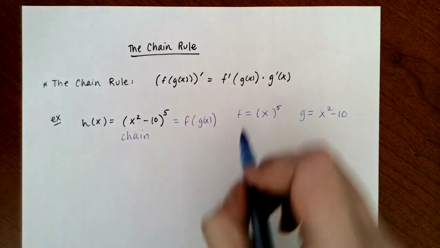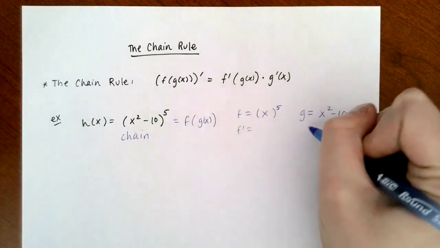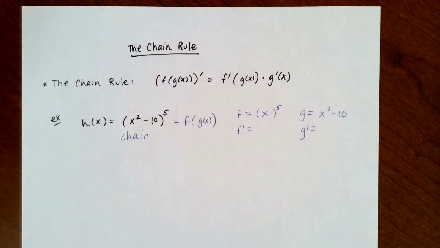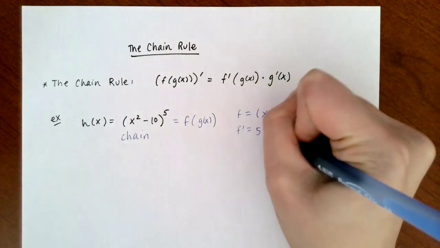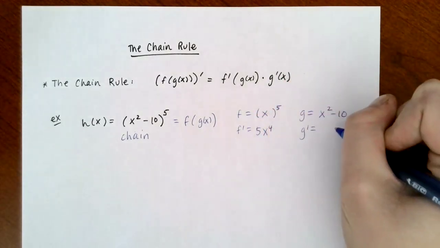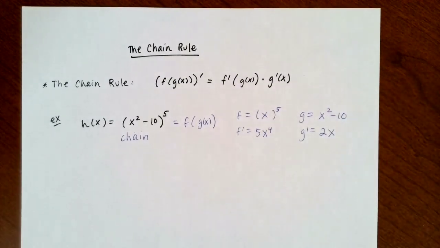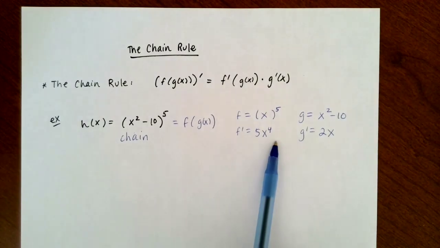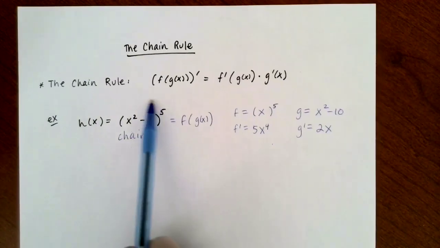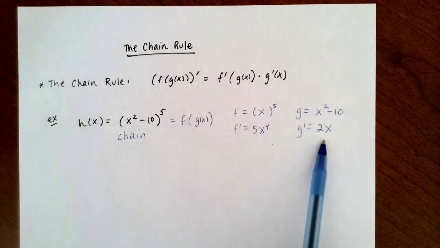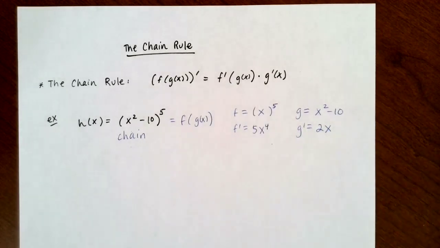Okay, so I need f prime and g prime, right? So I have the same kind of scratch work for the chain rule that I would for the product or quotient rules. The derivative of x to the fifth will be 5x to the fourth, and for x squared minus 10, its derivative will be just 2x. So I have familiar scratch work here, but because I saw composition and decided it was a chain rule, I'm going to use these pieces to plug into this new formula over here.